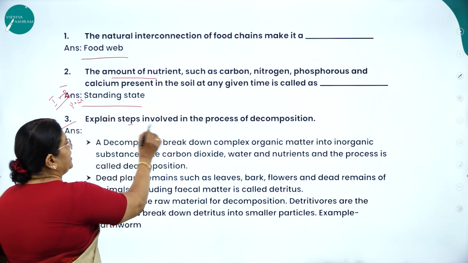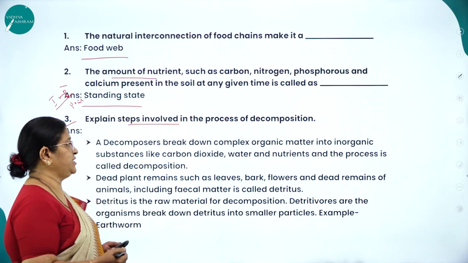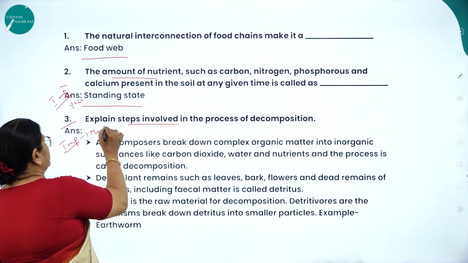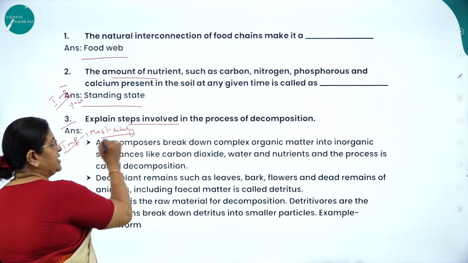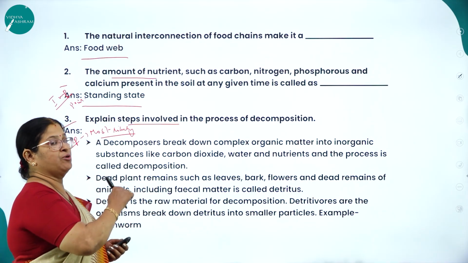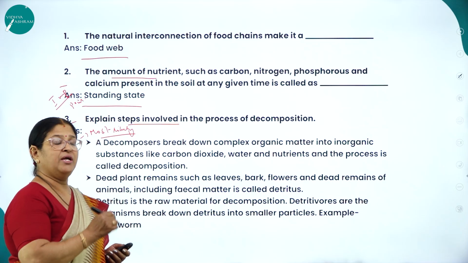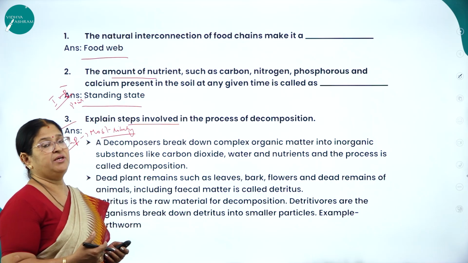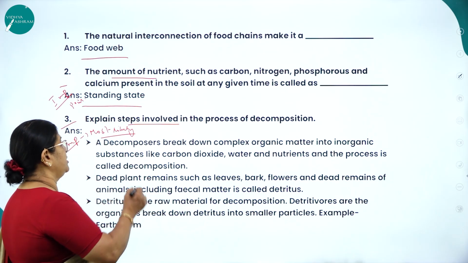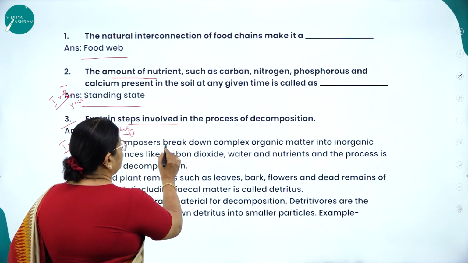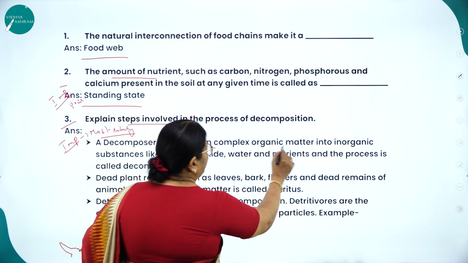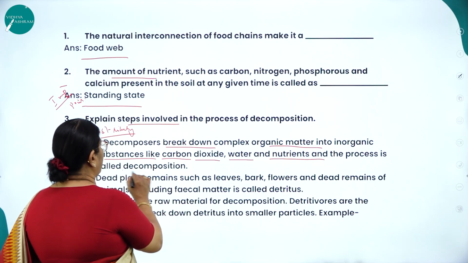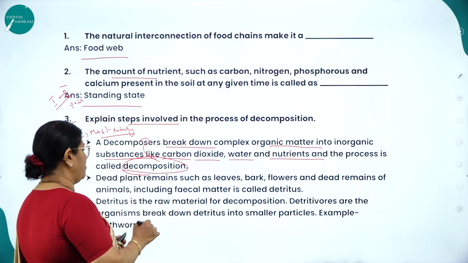Next, question number 3, explain the steps involved in the process of decomposition. So this is a very important question. It is the most likely question which is asked in the examination. So you know that they're going to ask this particular question. Please try to understand the concept of decomposition and the different steps that are involved in the process of decomposition. So what is decomposition? Decomposition is the breakdown of complex organic matter into inorganic substances like carbon dioxide, water and nutrients, and the process is done by the decomposers.